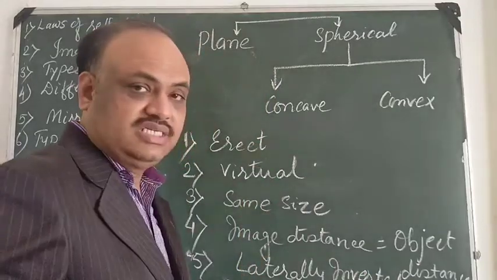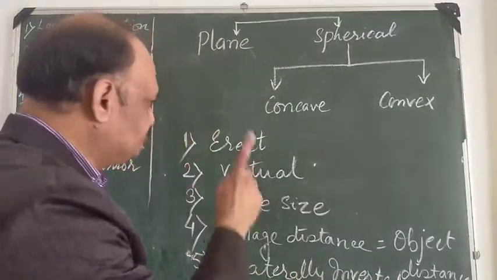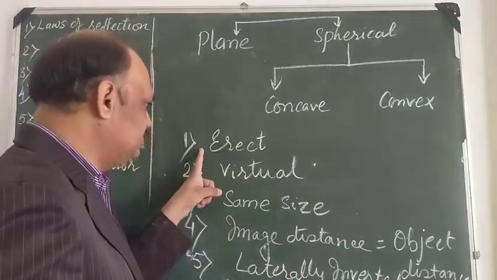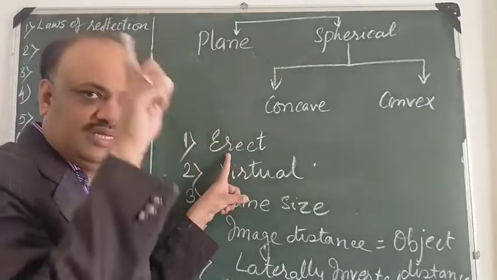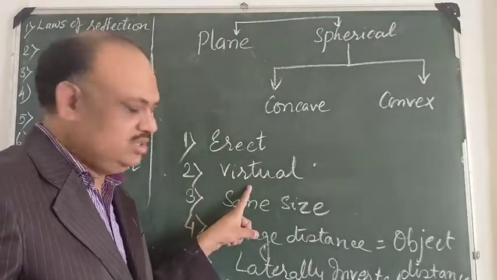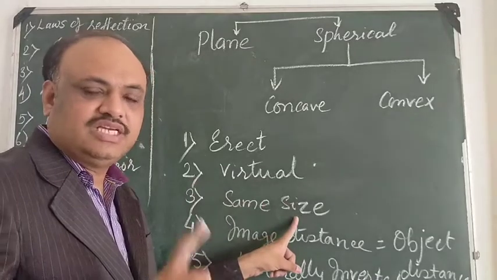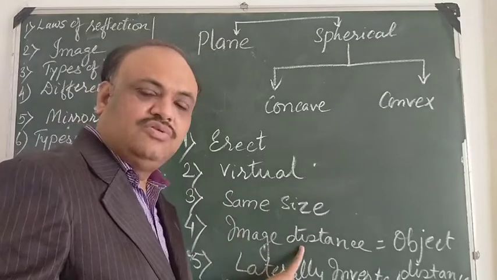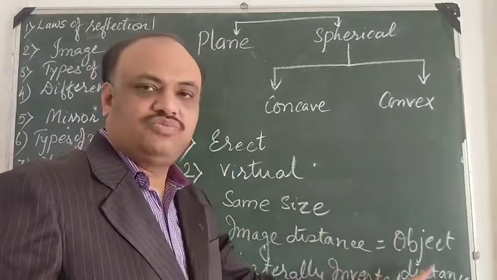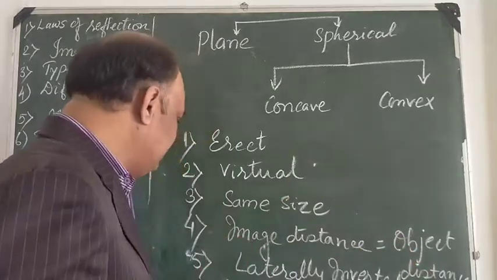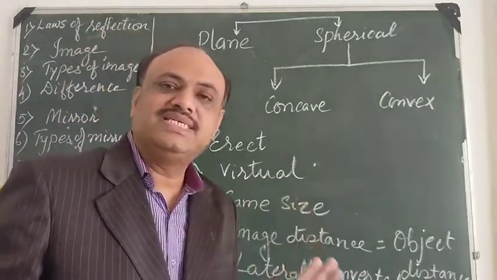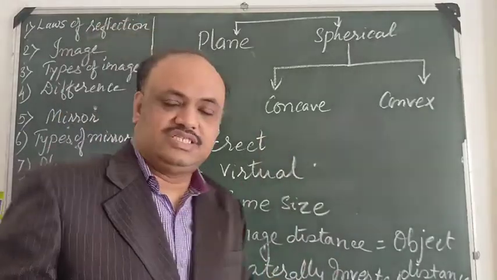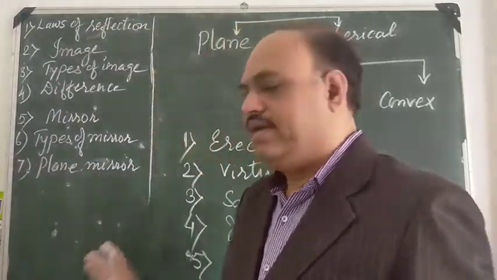So these are the characteristics. Once again, I'll wrap it up. Characteristics of image formed by plane mirror. First characteristic is the image is erect. Number 2, it is virtual. Number 3, it is of same size. Size of image and size of object is same. Number 4, distance of image from the mirror and the distance of object from the mirror is same. And fifth one is that image is laterally inverted. So these are the 5 characteristics of image formed by plane mirrors.